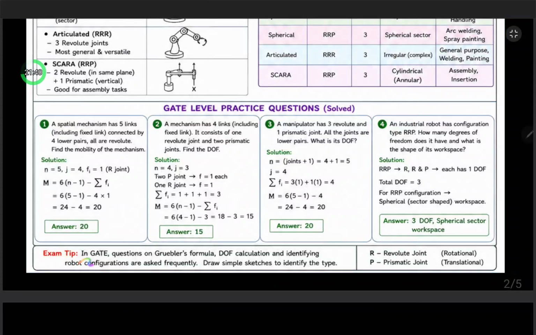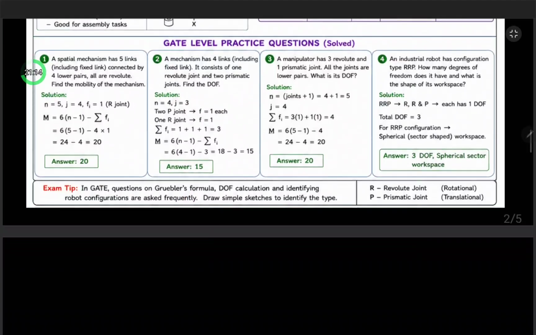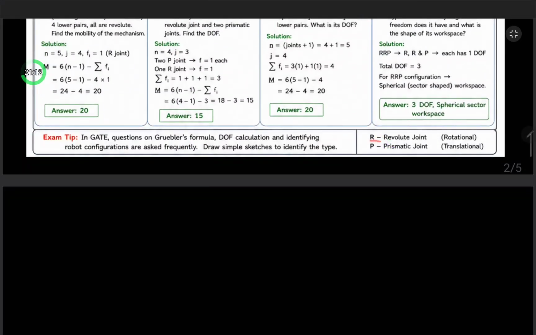So, for example, an exam tip: in GATE, questions on the Grübler formula, degree of freedom calculation and identifying robot configurations are asked frequently. Draw simple sketches to identify the type. This type of question is generally asked. So R is a revolute joint, P is a prismatic joint; R is rotational, P is translational.